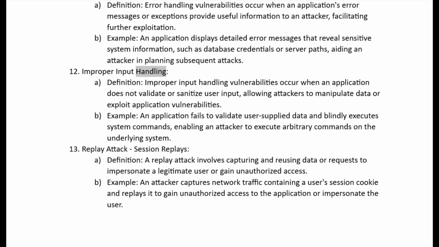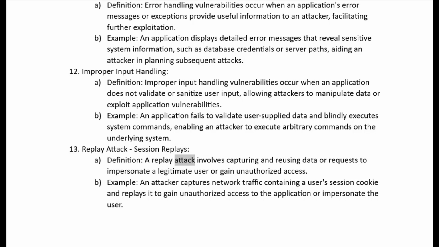Improper input handling. Definition: improper input handling vulnerabilities occur when an application does not validate or sanitize user input, allowing attackers to manipulate data or exploit application vulnerabilities. Example, an application fails to validate user-supplied data and blindly executes system commands, enabling an attacker to execute arbitrary commands on the underlying system. Replay attack, session replays.